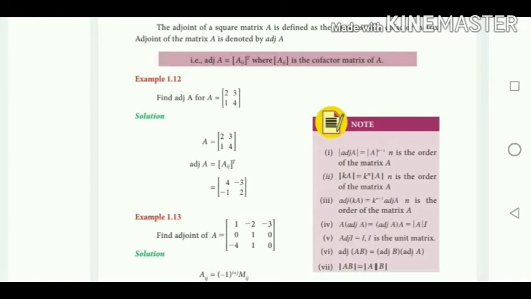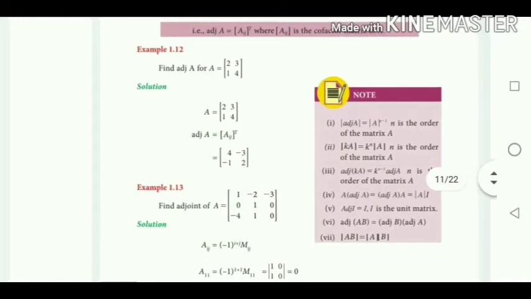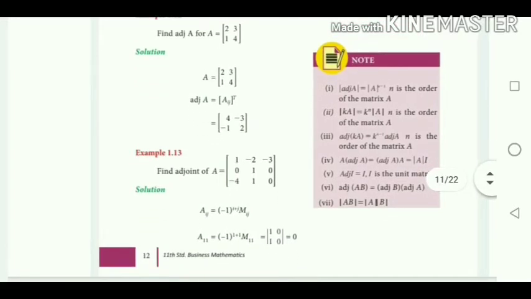Again I am saying, in order to find the adjoint of A, first you change the main diagonal. Here the main diagonal is 2, 4, so 2 and 4 are interchanged. That is, in the fourth place 2 comes and in the second place 4 comes. Then change the sign of the off diagonal. The off diagonal here is 3, 1. I am changing the sign. This is the way you have to find the adjoint of 2 into 2 matrices. I think now you understand what a singular matrix and the adjoint of a matrix are.